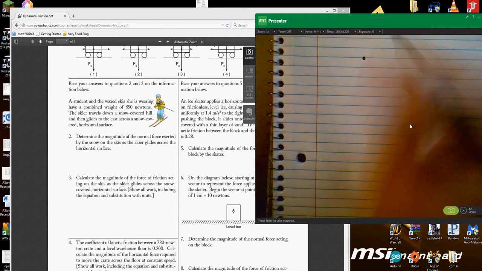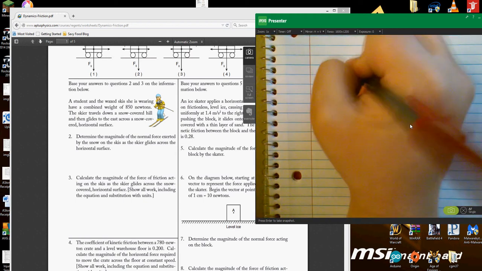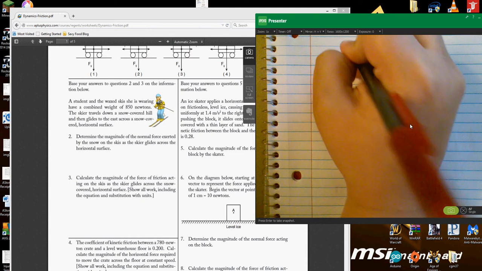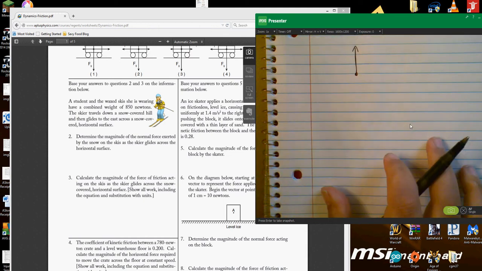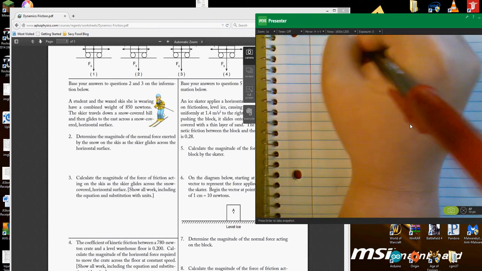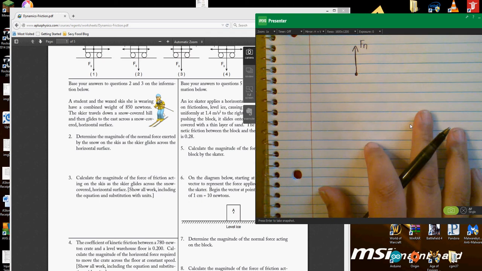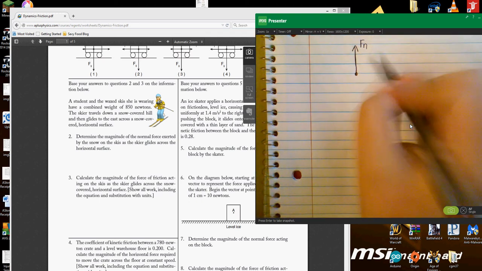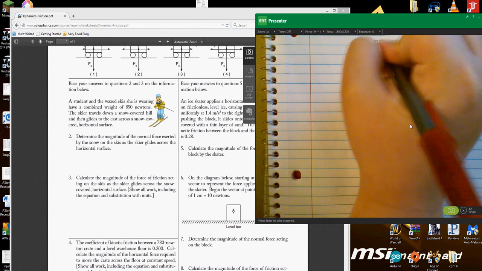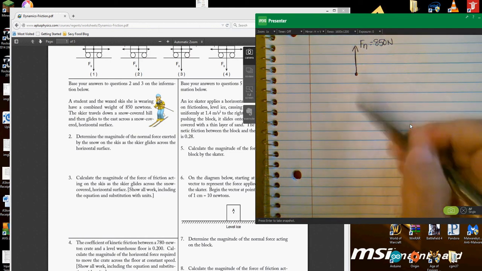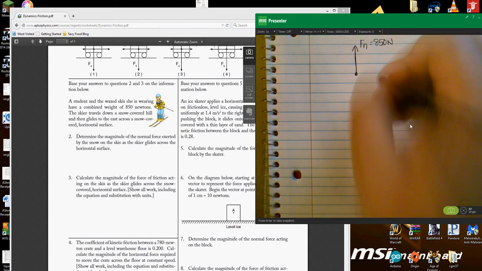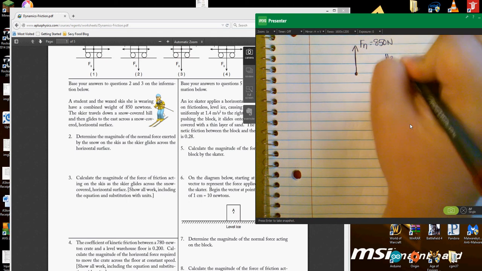So if you have a person that is gliding across the surface, remember, if let's say this dot represents the center of mass for our person, the normal is the line that is perpendicular to that person. So this is my force of normal. Which means that if this person is 850 newtons, that normal force is also 850 newtons in that y direction. So your answer to number 2 is 850 newtons.